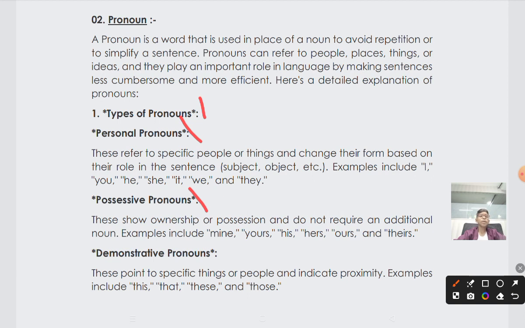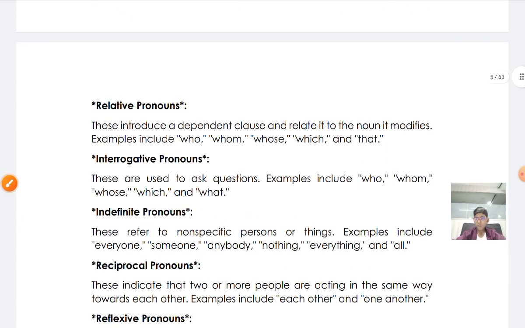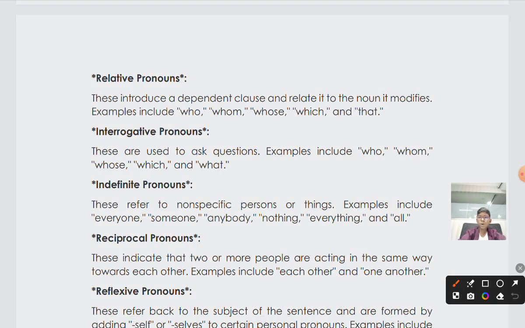Next we are going to look at demonstrative pronouns. These point to specific things or people and indicate proximity. Examples include this, that, these, and those. Next, we're going to look at relative pronouns. These introduce a dependent clause and relate to the noun it modifies. Examples include who, whom, whose, which, and that.